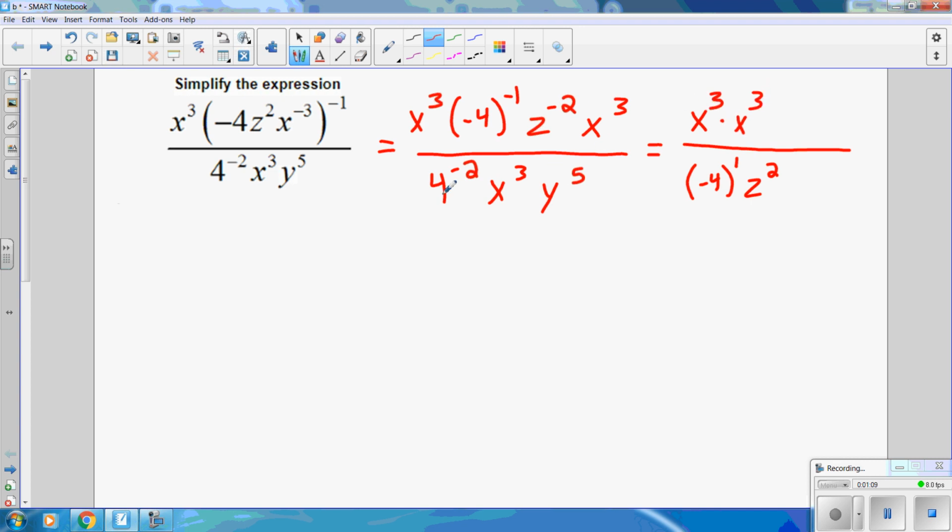Now let's do the bottom. 4 to the -2. Move that to the top. It's going to become 4 to the +2. And then these two terms down bottom, so x to the third, y to the fifth.